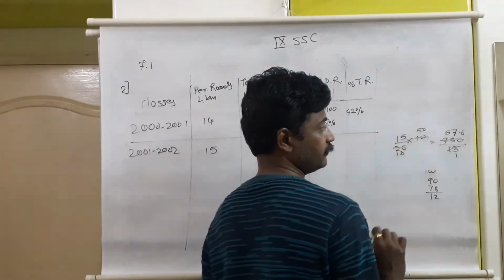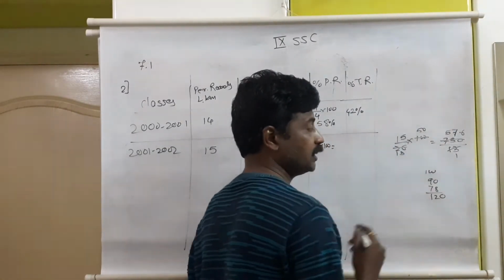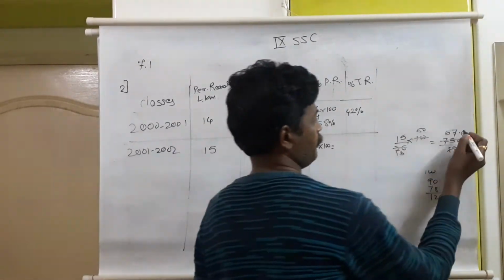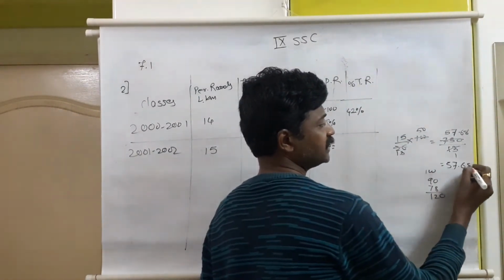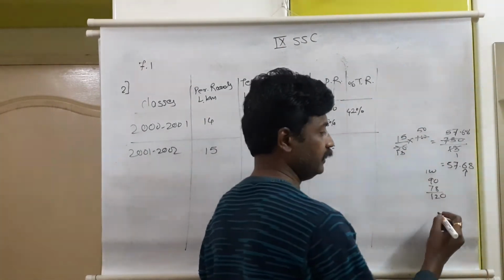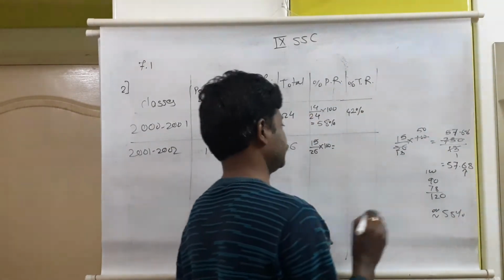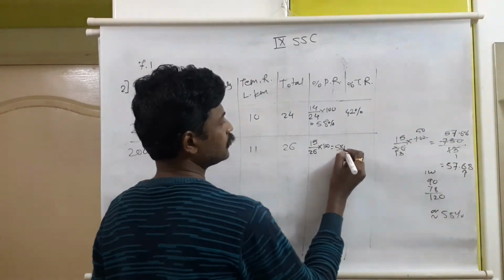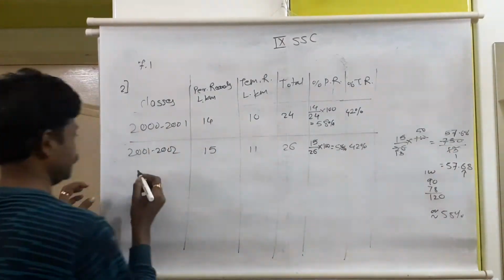It remains 12. 1 0 we can consider because the decimal point is taken, so 120. 13 9s are 117? So it is 57.68. See, after the decimal point again the digit is 6, more than 5. So approximately this value is equal to 58%. So again it is 58%. Okay, so 100 minus 58 will give 42%.